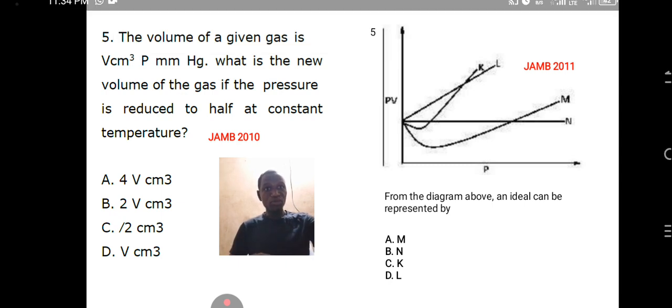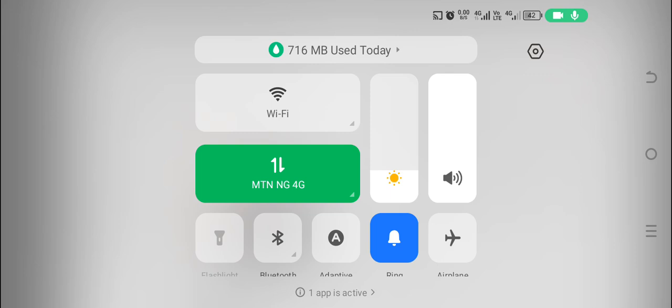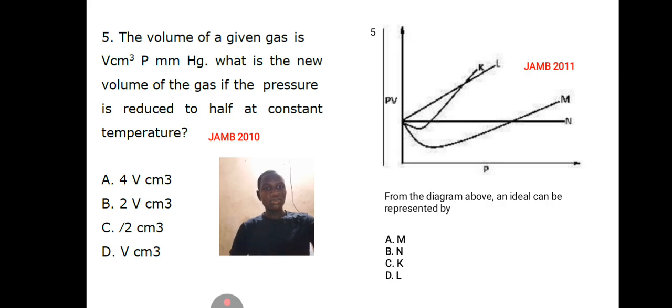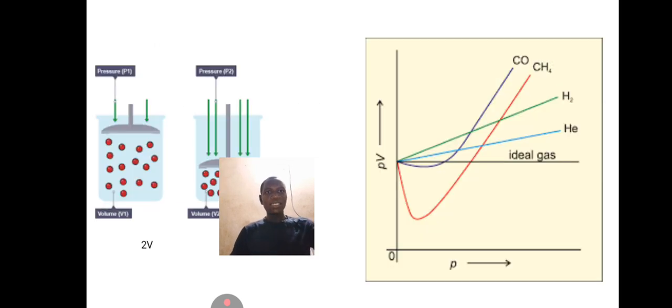Sorry, let me put my phone on flight mode so that we wouldn't have much disturbance. Thank you. All right, so we continue. Okay, I think the light is even better now.